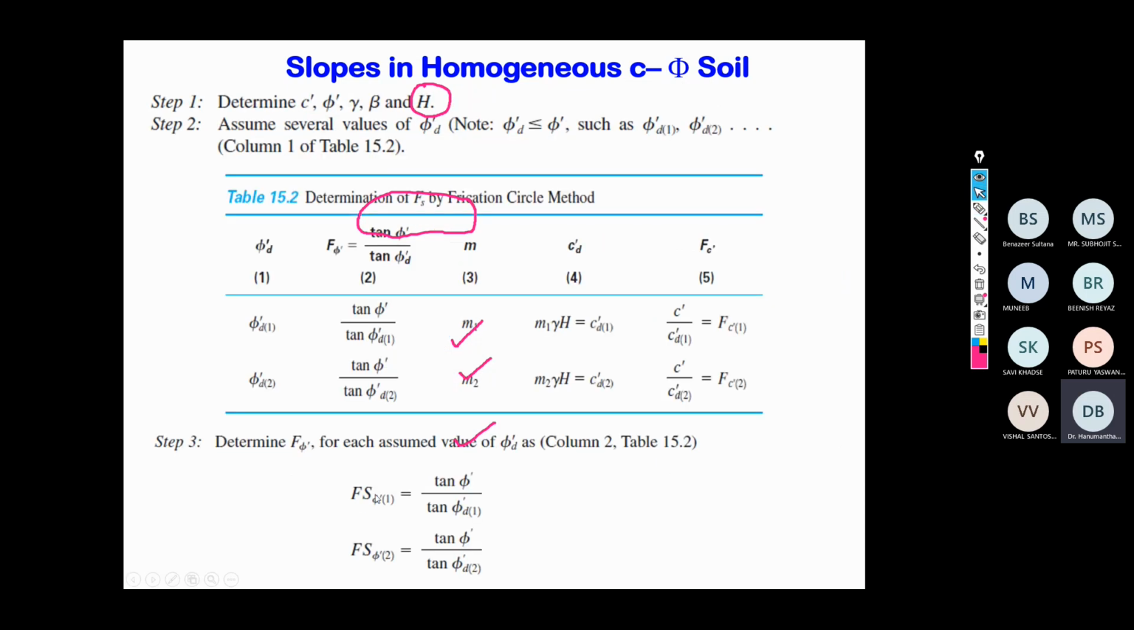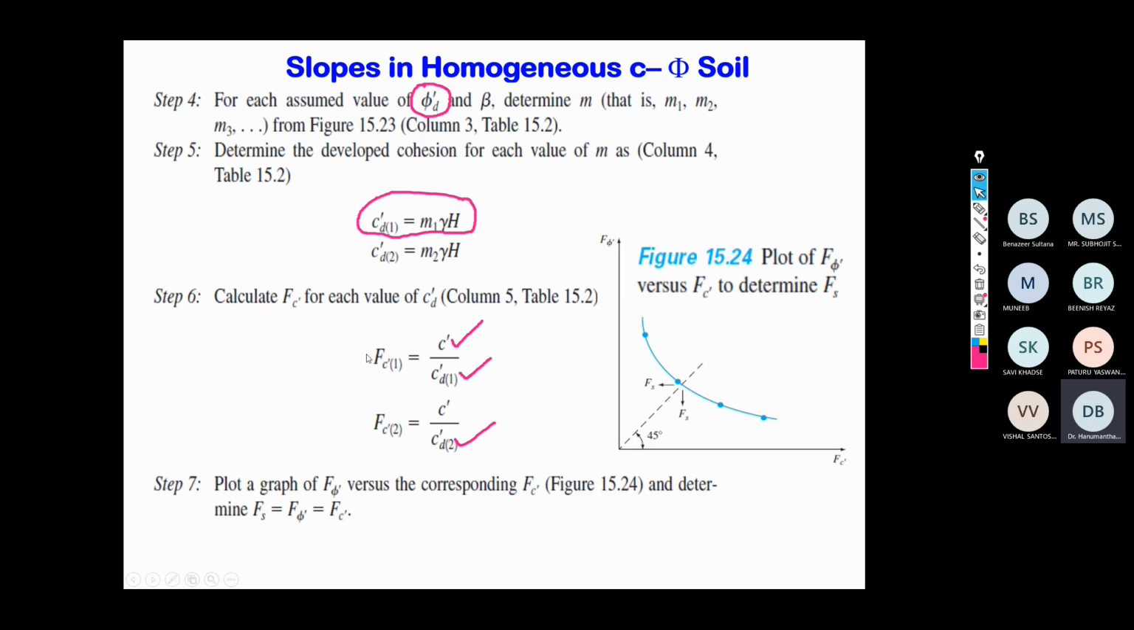The first factor of safety value as a function of the angle of internal friction. The second factor of safety value as a function of the cohesion. Now I can develop a relationship between the FC dash versus F pi dash: the factor of safety as a function of the cohesion on the x-axis to the factor of safety as a function of the internal friction on the y-axis. So if you assume different values of the F pi dash and try to back calculate the FC dash value, and if you put everything in graphical form, this is how it looks.